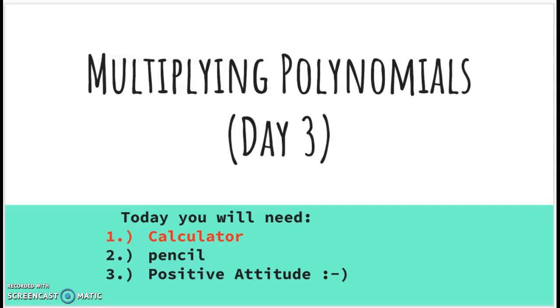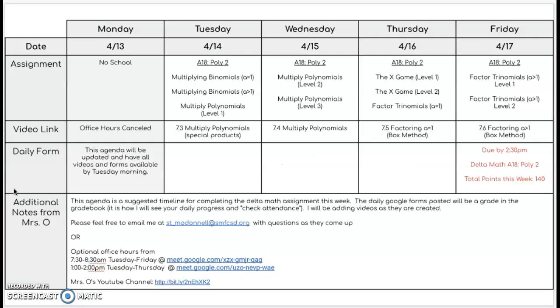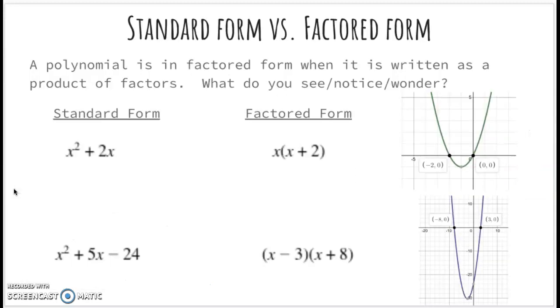Today we are multiplying polynomials again. We're still really focusing on those area models and the box method to help us organize our multiplication. Our goals for today are to use the zero product property to solve and to develop procedural fluency multiplying our polynomials. Again, if you find that you have any questions, please come see me during office hours. I am here to help.